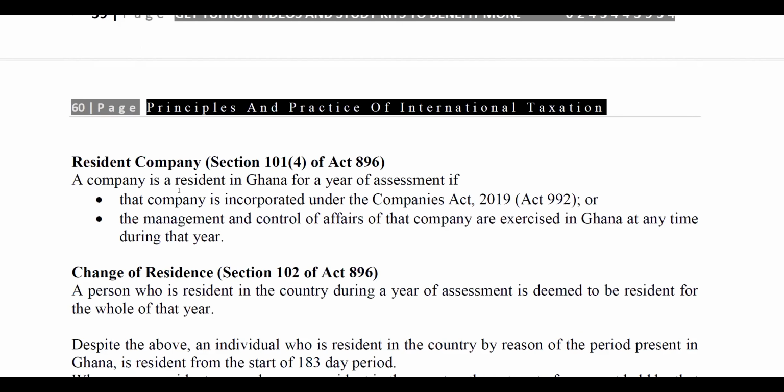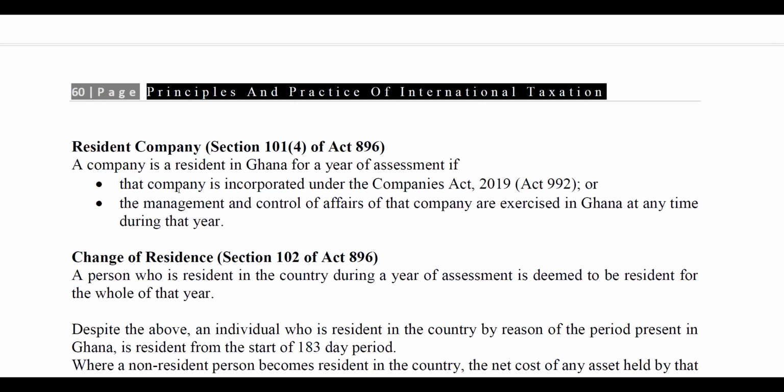be deemed as resident. But when it comes to resident companies, it's either incorporation, where the company was incorporated under the Companies Act, or the management and control of the affairs of that company are exercised in Ghana at any time during the year. That is what we call place of effective management. So, though this one was shallow, it still meets the place of effective management criteria. So when you are looking at residence questions, if Ghana is involved, make sure you still talk about residence under the Ghanaian tax law. It gives you extra points. Are we okay? So that is it.